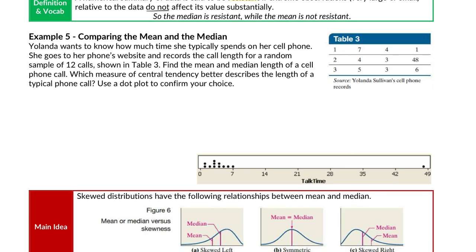Yolanda wants to know how much time she typically spends on her cell phone. She goes to her phone's website and records the call length for a random sample of 12 calls that is shown in Table 3. Find the mean and median length of a cell phone call, and which measure of central tendency better describes the length of a typical phone call. So here we go. Now, this is a sample, so to find the mean, do I use X bar or mu?